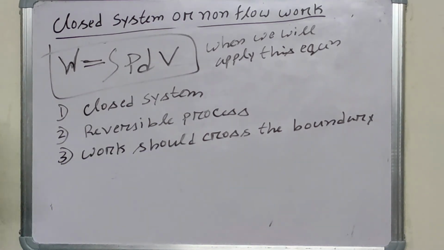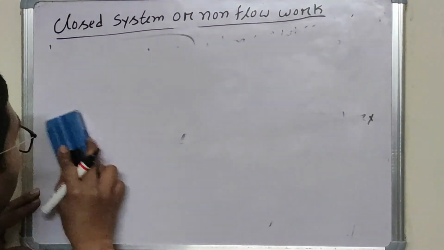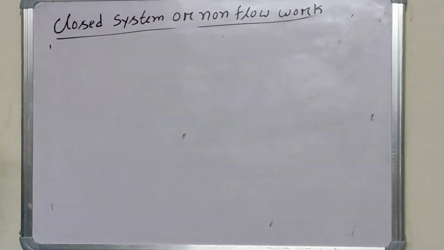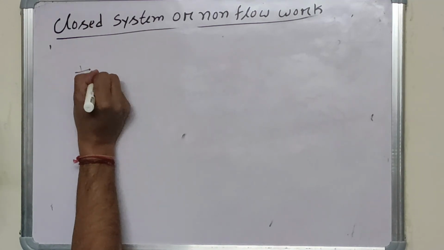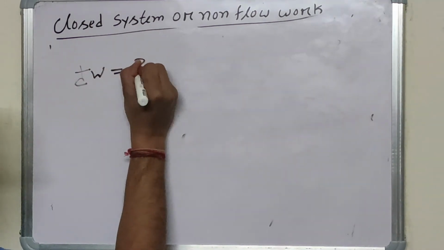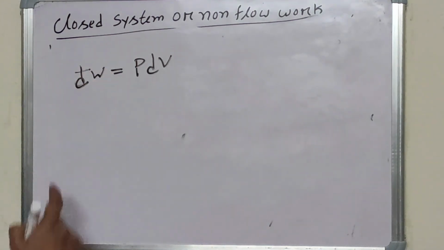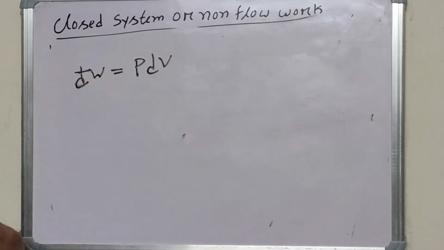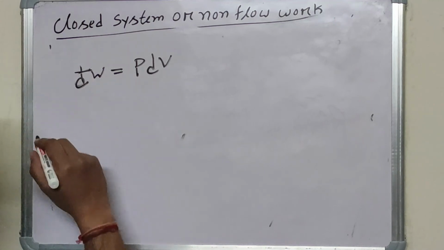In the first law of thermodynamics equation, the work done is del W equal to P dV. That is a path function, that is why there is a cut. Work transfer is a path function.